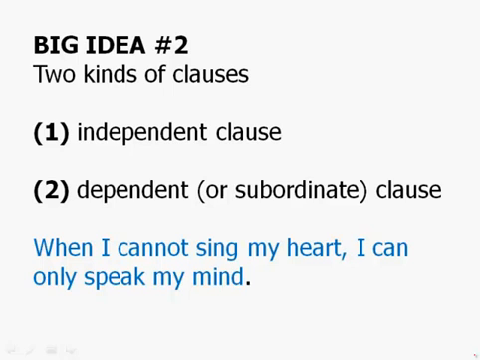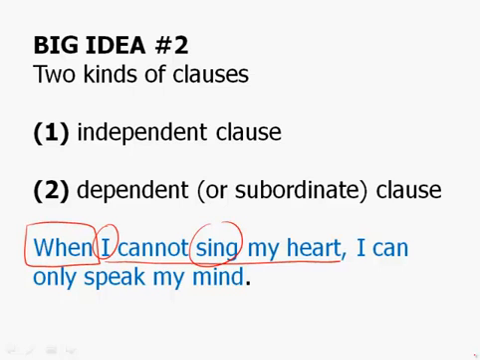The first word, "when," is a subordinate conjunction. So that's telling us it's introducing a dependent clause, a subordinate clause. Within the subordinate clause, we have a subject, the pronoun, and we have a verb. So full subject and verb. Notice that this dependent clause, "when I cannot sing my heart," cannot stand alone as a full sentence.